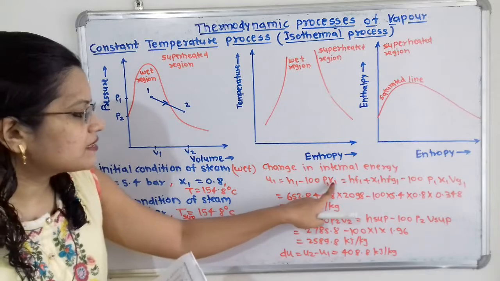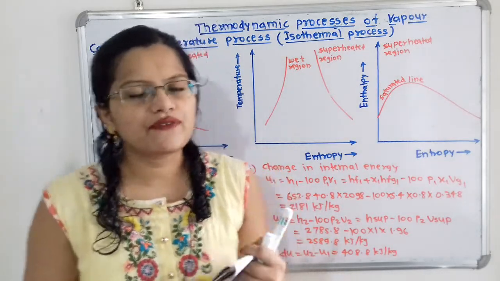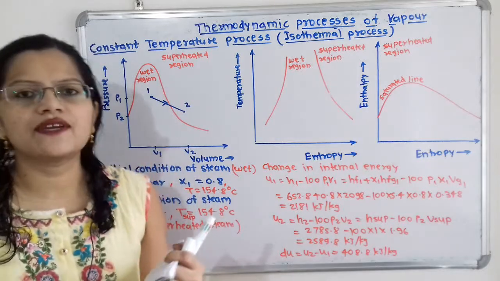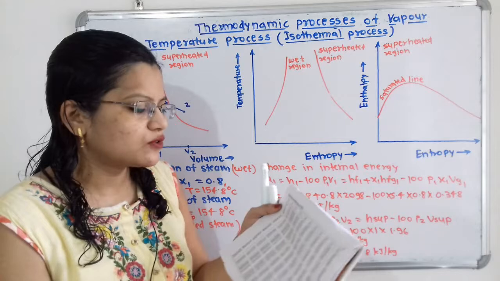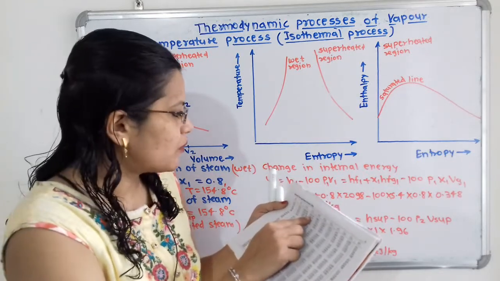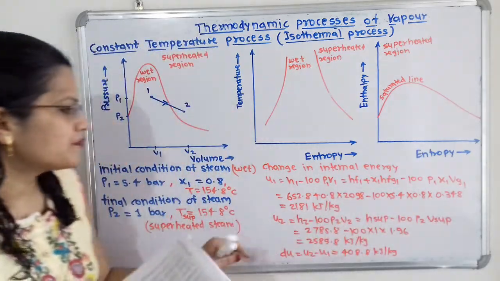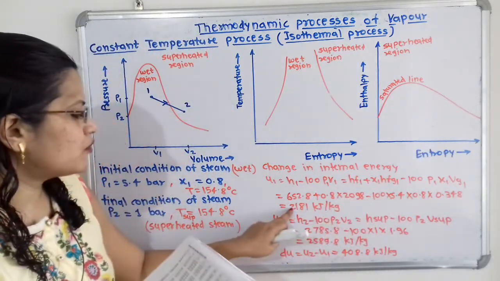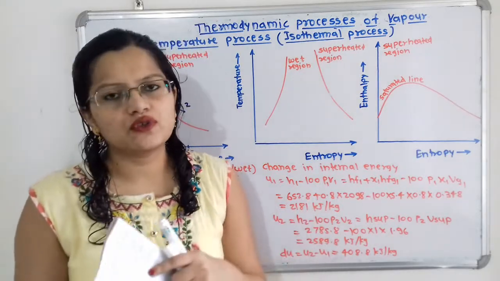Now what is the value of V1 for the wet steam? So V1 is equal to X1 VG1. So X1, that is the dryness fraction, and Vg, so at 5.4 bar Vg is given as 0.348. So we have to refer from the steam table. So when we put the values, we will get 2181 kilojoule per kilogram. Now we will calculate U2.